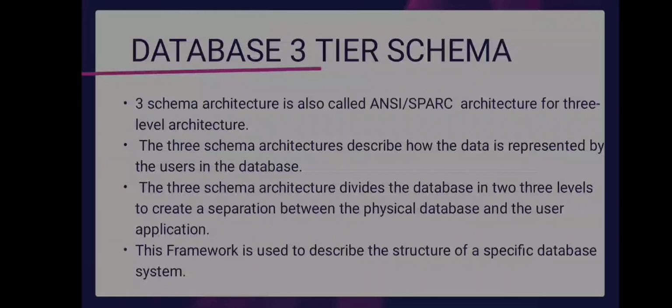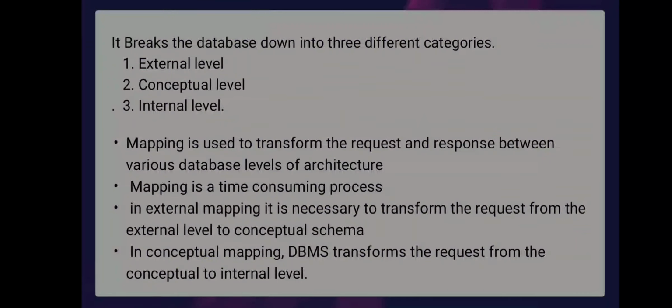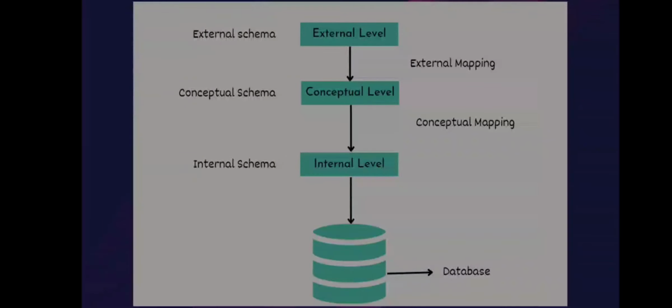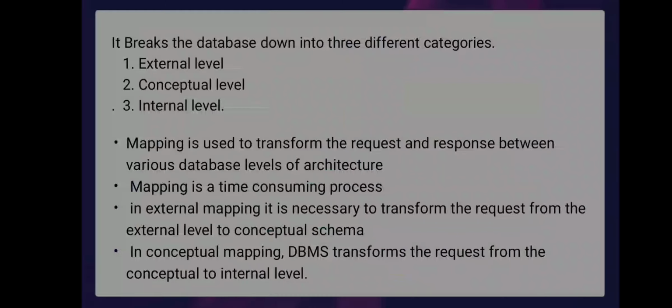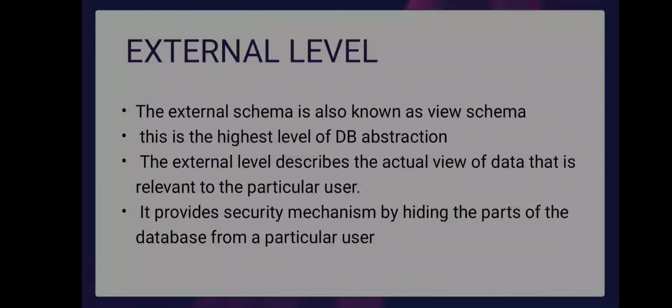The 3-tier schema explains the architecture which divides the database into 3 levels, separating the physical database from the user application. It also describes the structure of a specific database system. The specific database system is divided into 3 levels: external level, conceptual level and internal level. The external level explains the external entities. It is known as the view schema or the application level, the highest level of database abstraction, that is the user level.